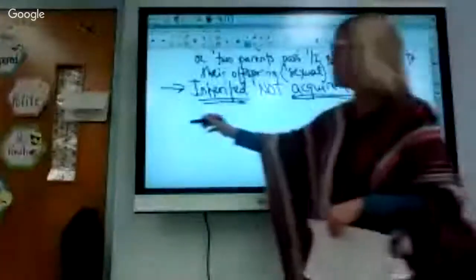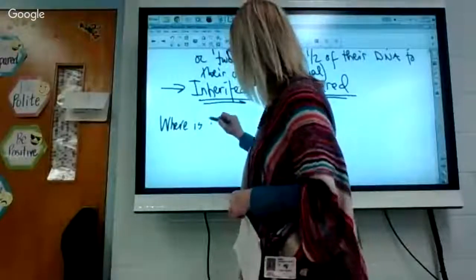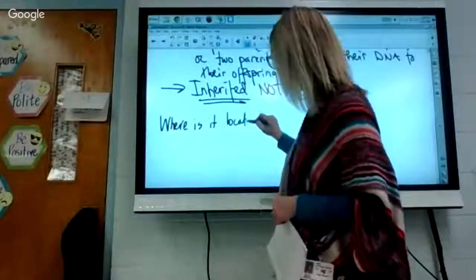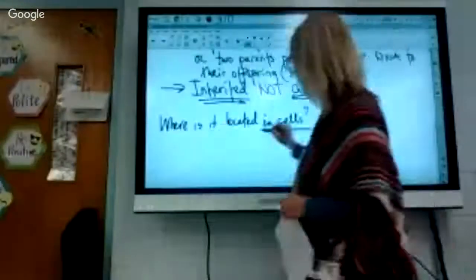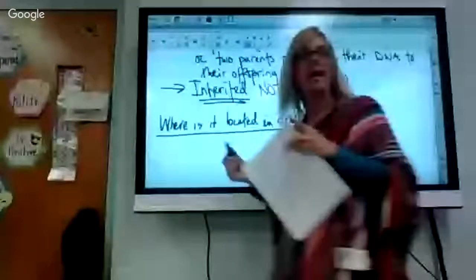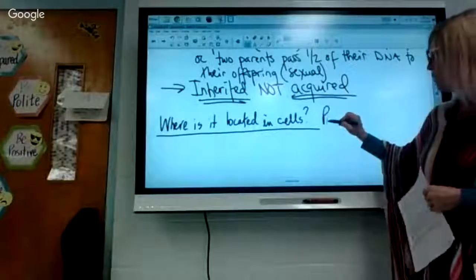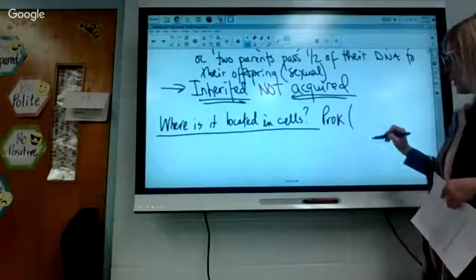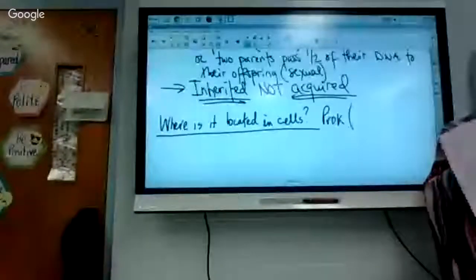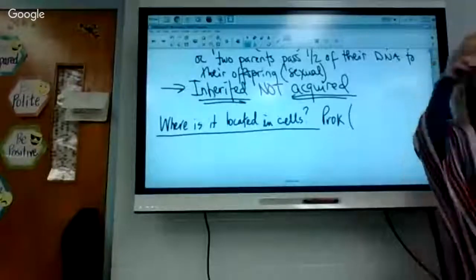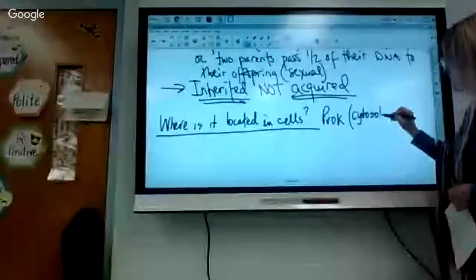Where is it located? In cells. Okay, so first of all, we know that it's one of those things that all cells have to have. So we know that no matter if you're prokaryotic or eukaryotic. So if you're prokaryotic, like all the bacteria, where would you find the DNA? In the cytosol, cytoplasm, just kind of out floating around there. So cytosol, cytoplasm.